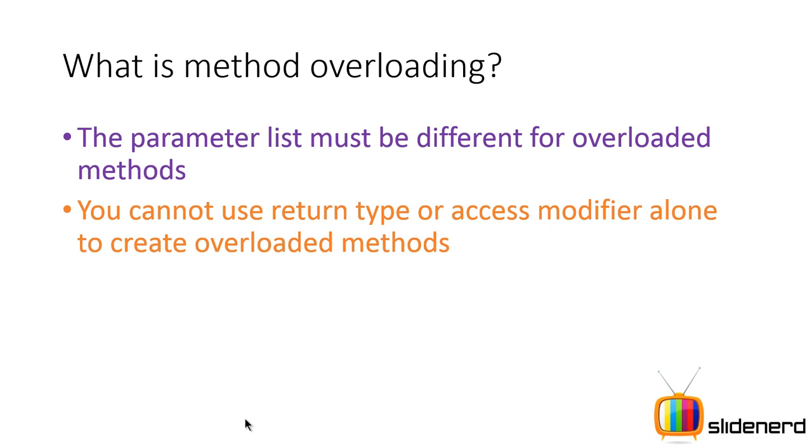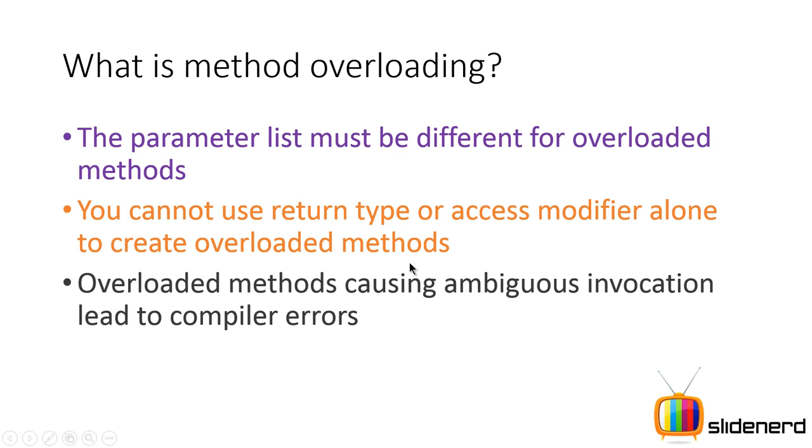Now you cannot use return type alone to specify or create overloaded methods. This means you cannot have one method which says int max and the other one which says void max. Just because you're returning an integer in the first method max, the compiler doesn't know whether it should call the max with the void version or should it call the one with the integer version. Now we'll be talking about that as well. Now overloaded methods cause ambiguous invocation leading to compiler errors. Now let's talk about this ambiguous invocation in a little more detail and try to figure out before we work some example out and understand.